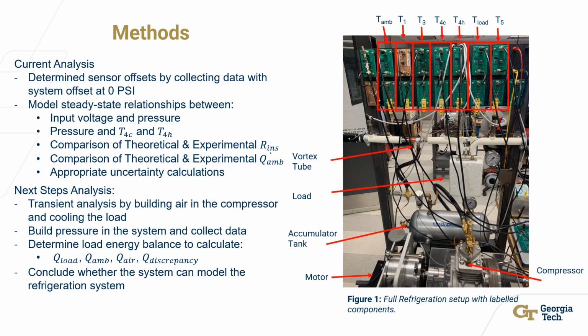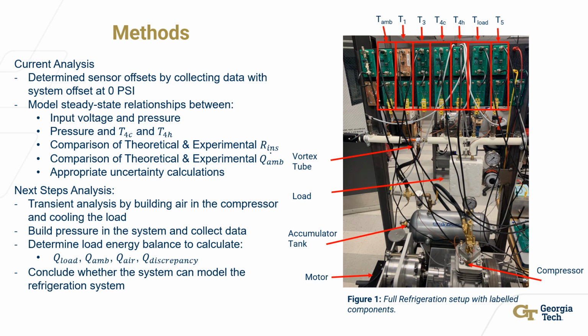In the analysis, the sensor offsets for each state need to be determined. T ambient measures the ambient temperature of the room, verified against a local thermometer. T1 is the initial compressed air temperature. T2 is the air after the air-to-air heat exchanger. T3 is the air after passing through the accumulator tank. And finally, the air splits at junction 4 into hot and cold air after passing through the vortex tube.